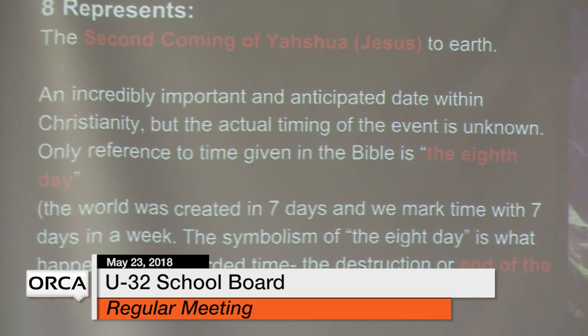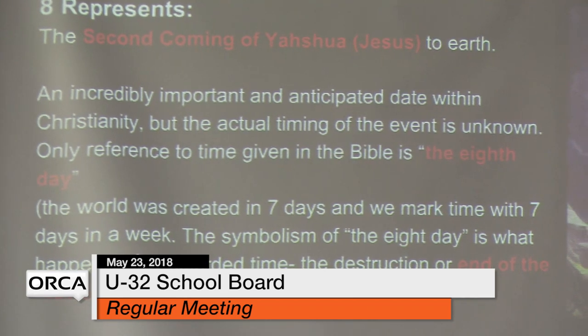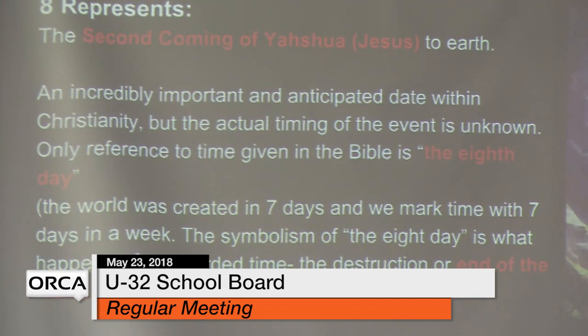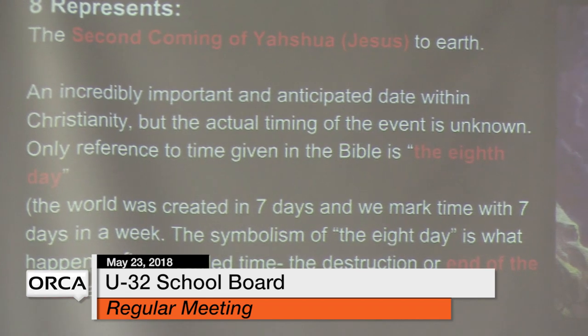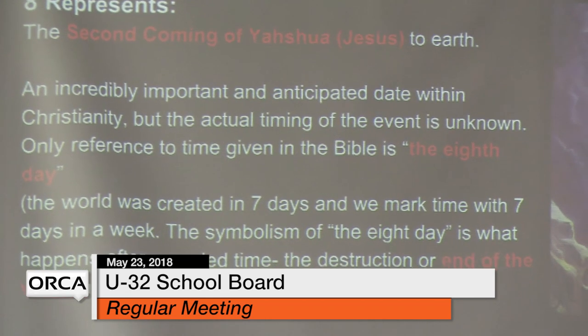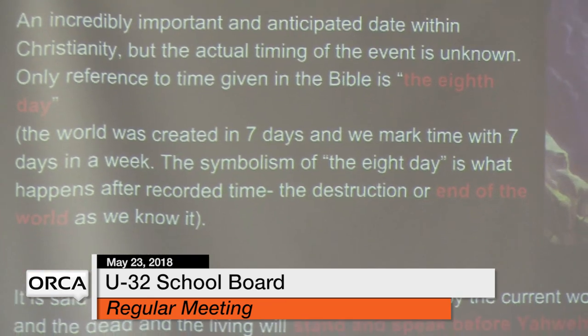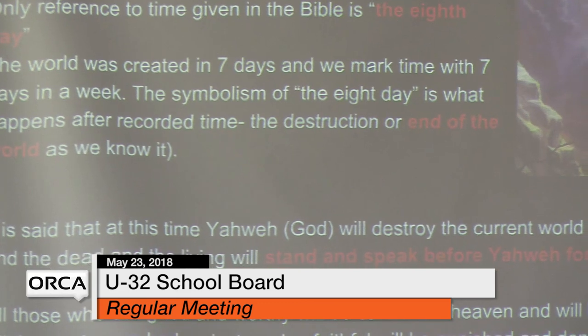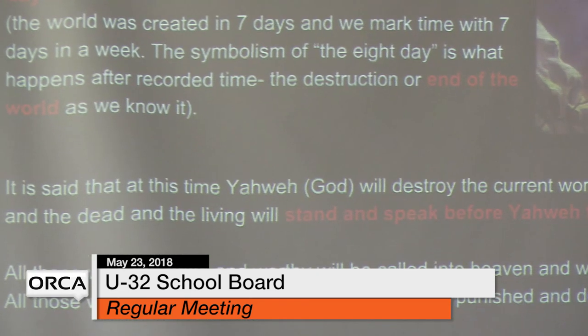So the symbolism of the 8th day is what happens after recorded time, which means the destruction or the end of the world. And it is said that at this time, Yahweh and Yeshua will destroy the current world and restore it again to make a new one. They will also raise the dead, and the dead and the living will stand and speak before Yahweh and Yeshua. Yahweh is the proper name for God. And they will be judged.